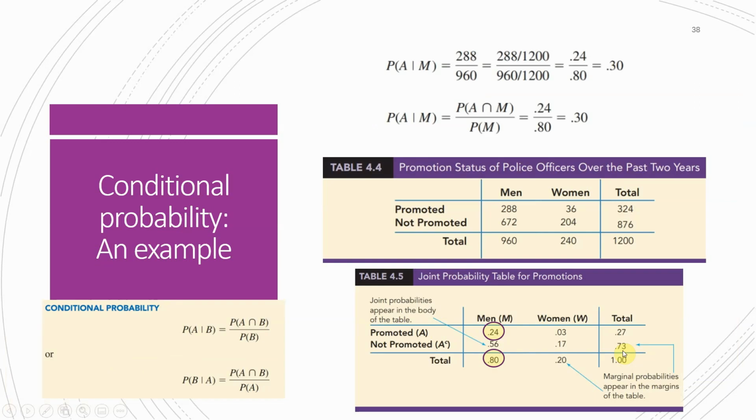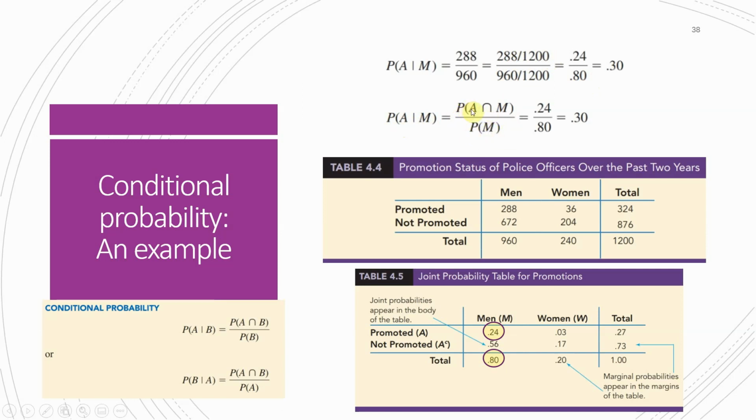So let's put this together. The equation that I just wrote for you up there, 288 divided by 960, is going to give you 0.30, but if you also just divide by 1,200, you're going to get 0.24 divided by 0.80, right? This is just the joint and the marginal probabilities, right? So let's just kind of substitute equations. So the probability of A given M is equal to this joint probability divided by the marginal probability, the probability that you're male.